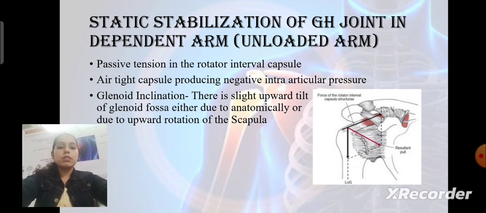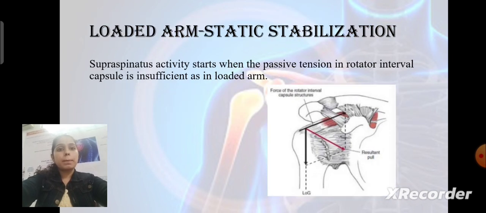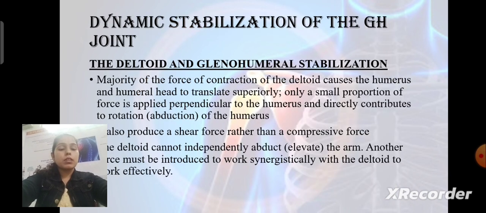In this, passive tension in the rotator interval capsule, an airtight capsule producing negative intra-articular pressure, and glenoid inclination, that is, there is a slight upward tilt of the glenoid fossa either anatomically or due to upward rotation of the scapula. Loaded arm static stabilization: supraspinatus activity starts when the passive tension in the rotator interval capsule is insufficient, as in the loaded arm. Now, dynamic stabilization of the glenohumeral joint.